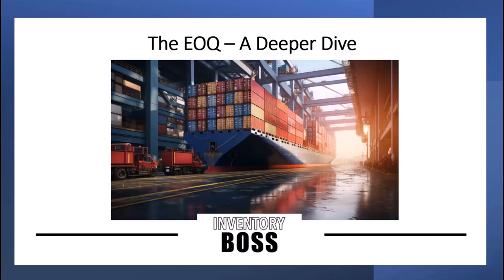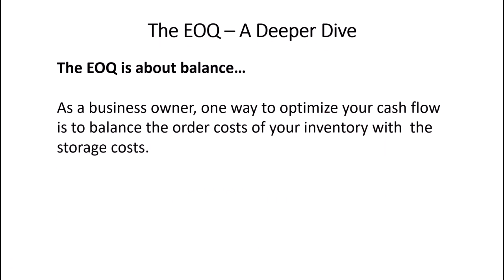The EOQ is a standalone sort of backstop that you check your forecast against to make sure that it's within the ballpark of the balance between the costs of your order and the cost of your storage. Okay, so with that in mind, let's keep going. As a business owner, like I said, one way to optimize your cash flow is to balance the order costs of your inventory with the storage costs, which will be your FBA fees and your warehouse fees. And that's the whole premise of the EOQ. It's important, but it's a secondary formula that you use for your business decisions.